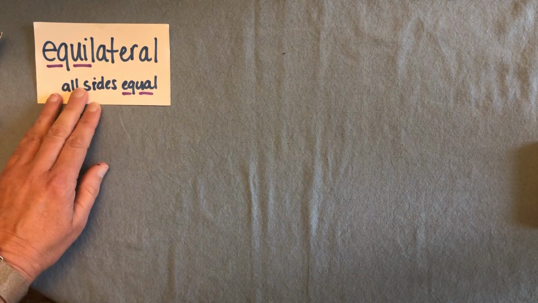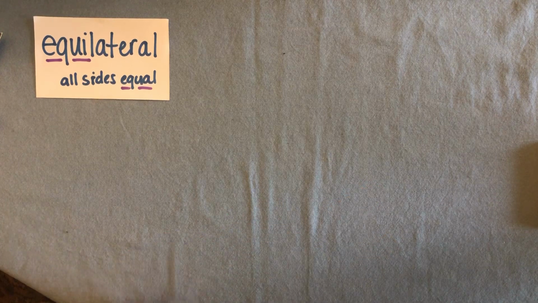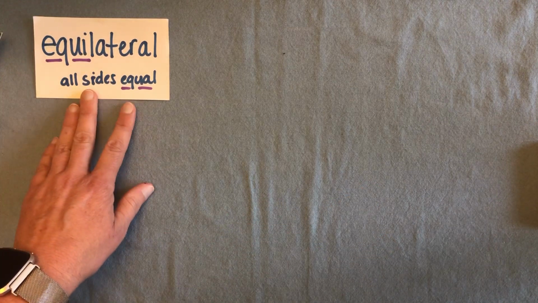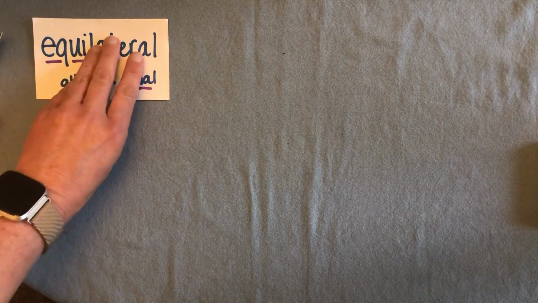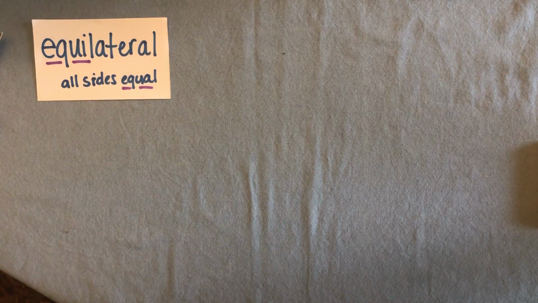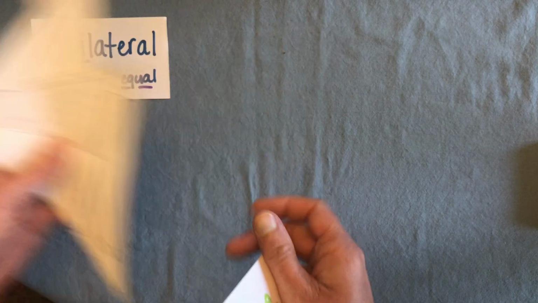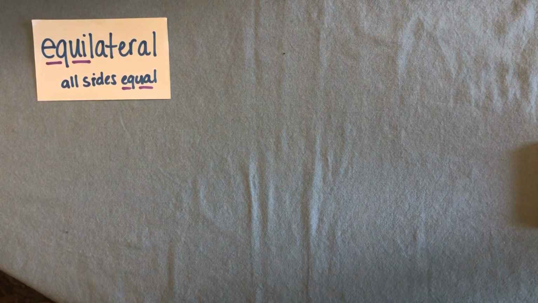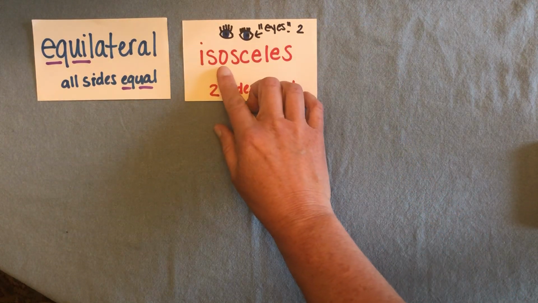So when we are classifying triangles by side length, and there are two ways to classify triangles, we'll talk about the second way in a few minutes. But the first way to classify triangles is by the length of their sides. An equilateral triangle is one where all sides are equal. Well, there's another type of triangle, and you might have already noticed that when I was sorting, I didn't have too many equilateral triangles, but I did have a couple of triangles where two sides were equal. That's a different type of triangle, and it is called an isosceles.